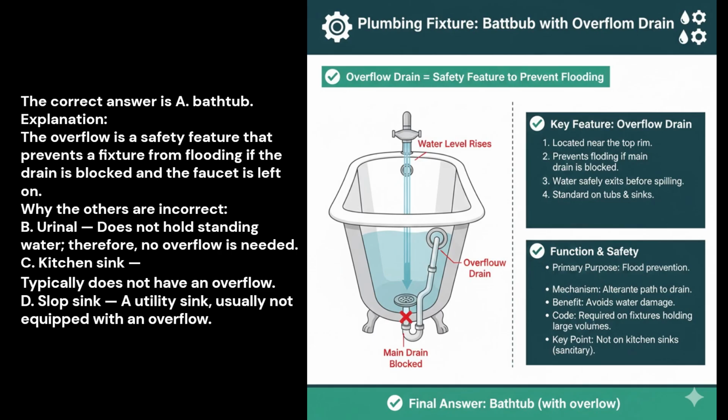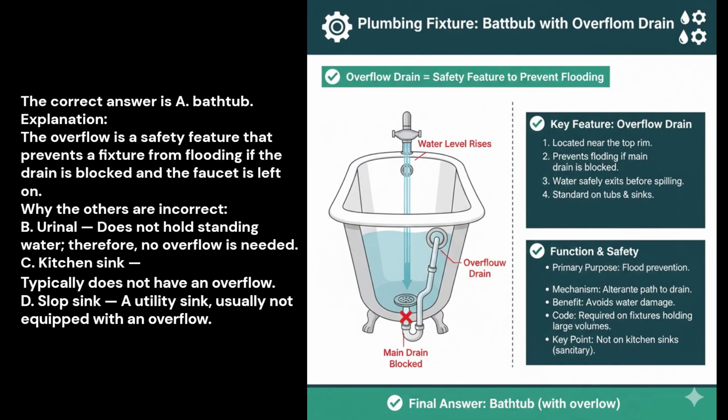The correct answer is A. Bathtub. Explanation. The overflow is a safety feature that prevents a fixture from flooding if the drain is blocked and the faucet is left on. It is a standard feature on fixtures designed to hold a large volume of water. Lavatory, bathroom sink, and bathtub are the two most common household fixtures equipped with overflows. The overflow allows water to drain out through an alternative opening before it spills over the top rim.